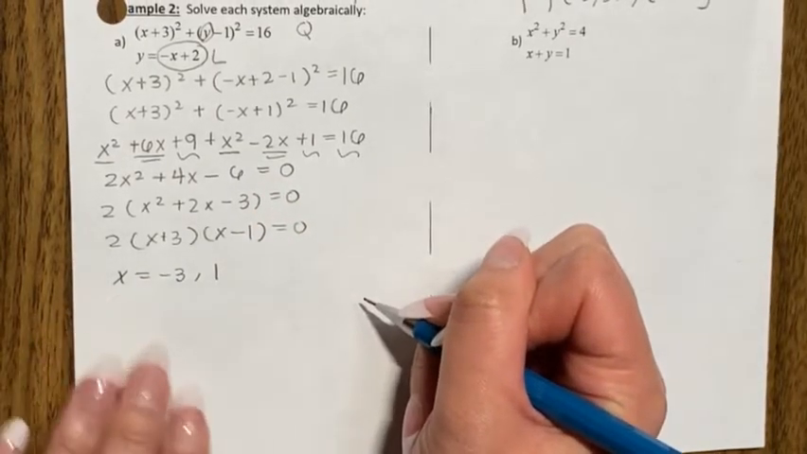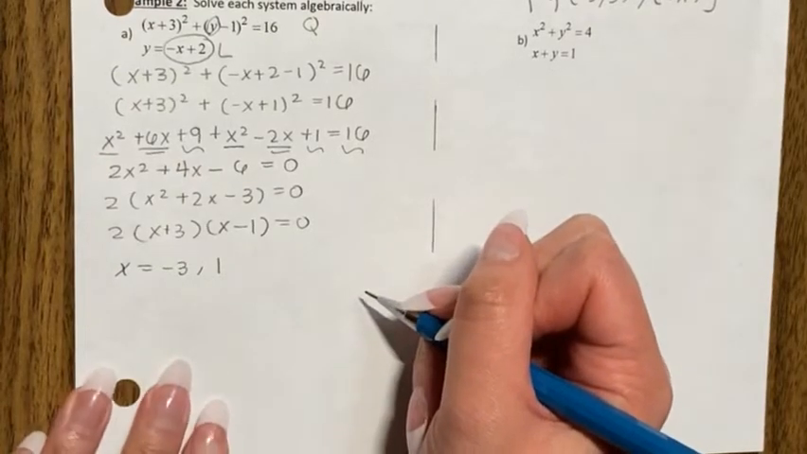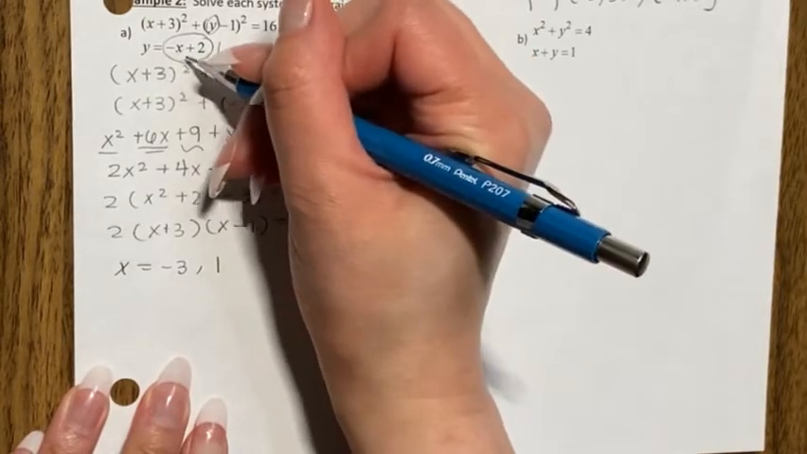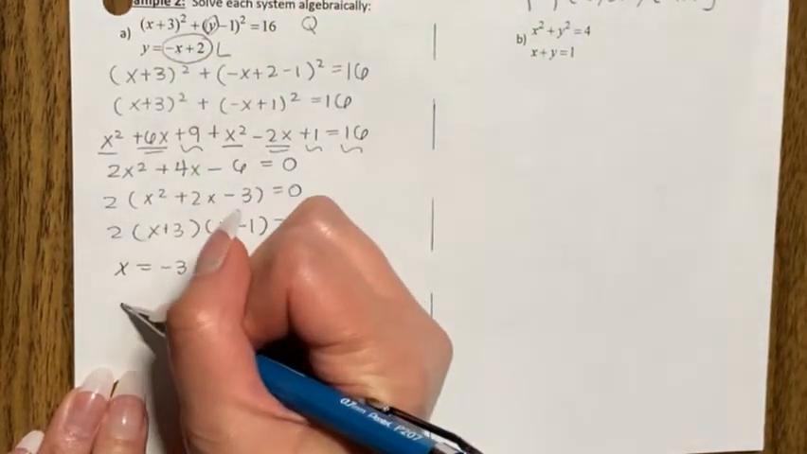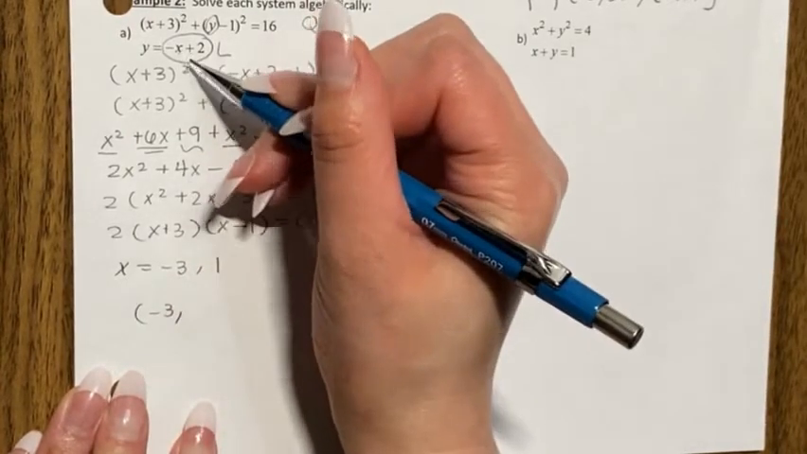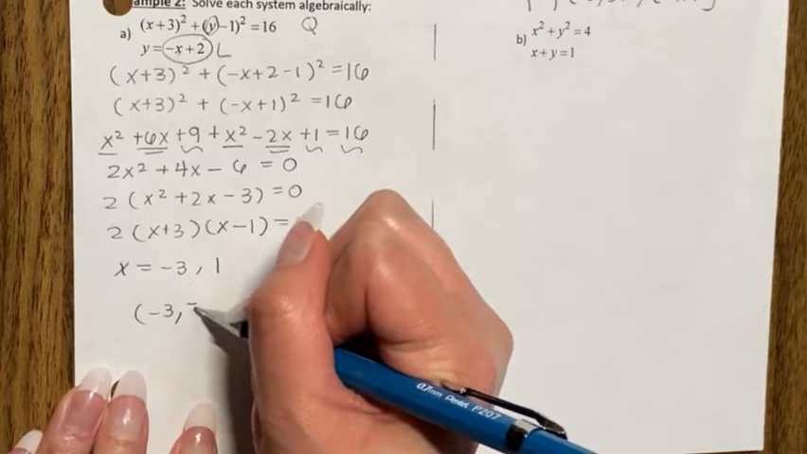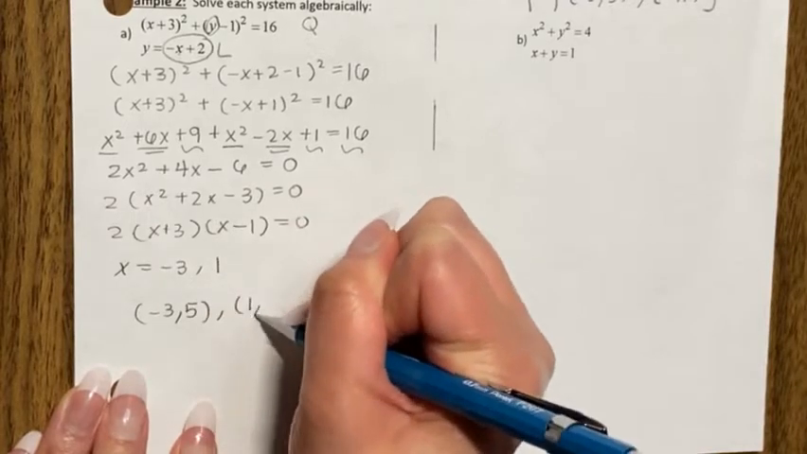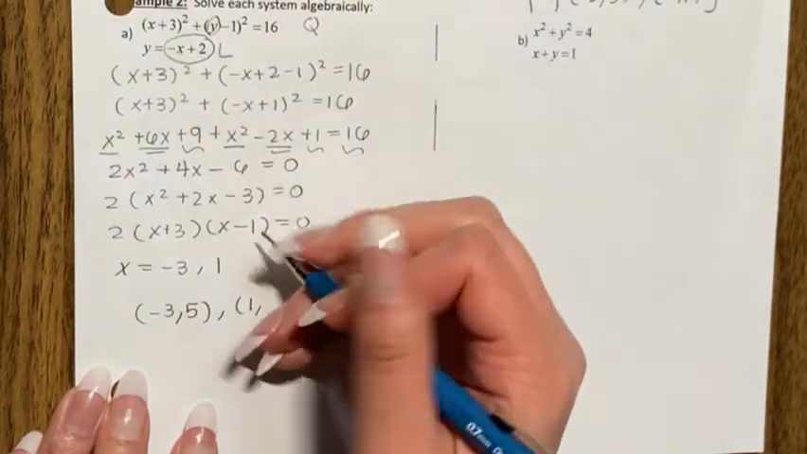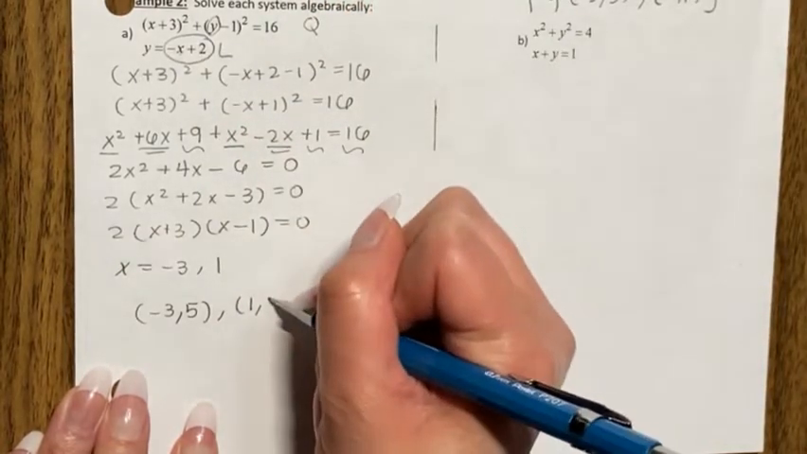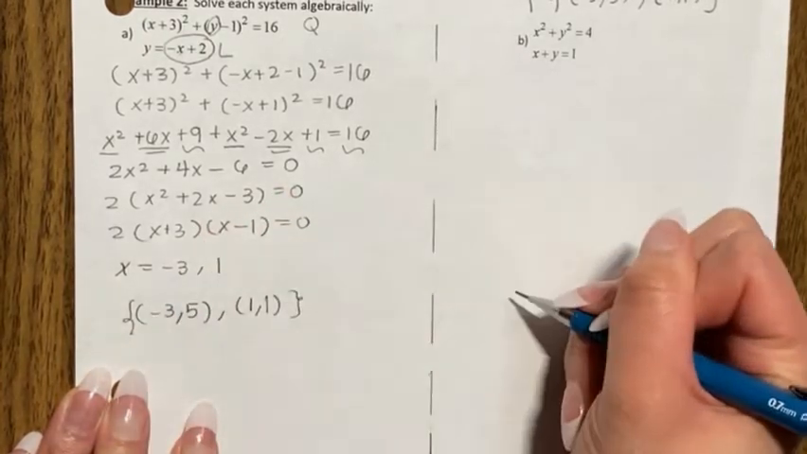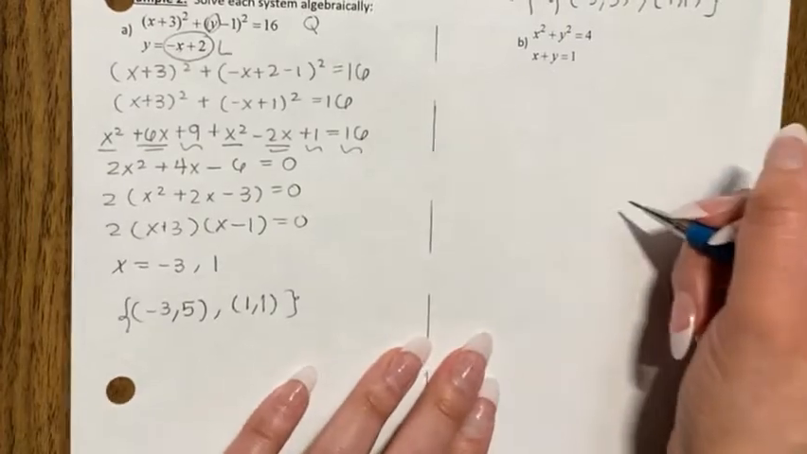Okay, so as in the previous class, what you're going to do is substitute the negative 3 in this one, and you have that it's positive. So your point is going to be negative 3, comma 5. Then we substitute the 1. I would plug it here, so you have negative 1 plus 2, that's the beautiful number 1. Okay, so these are your two solutions. Let's move on to part B.